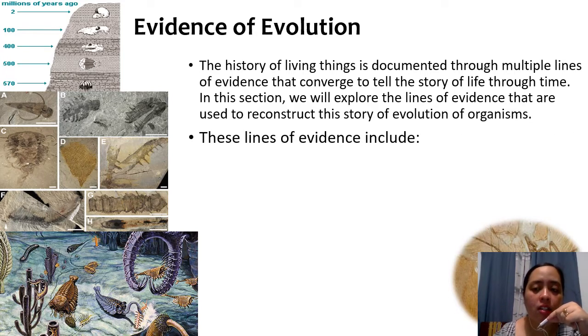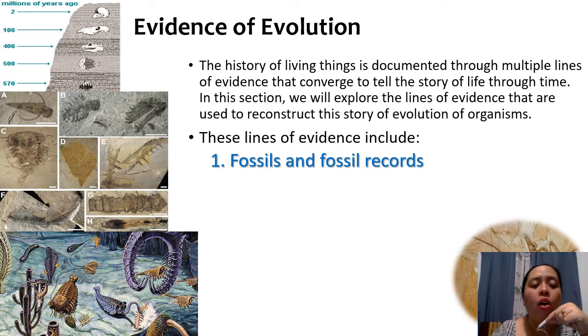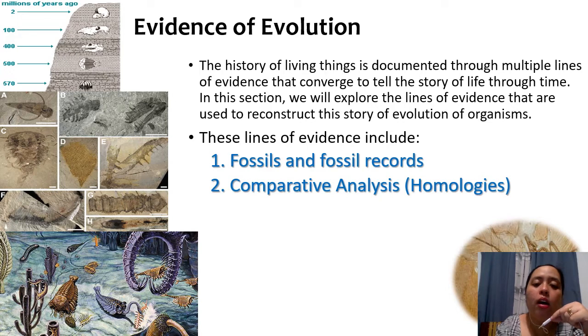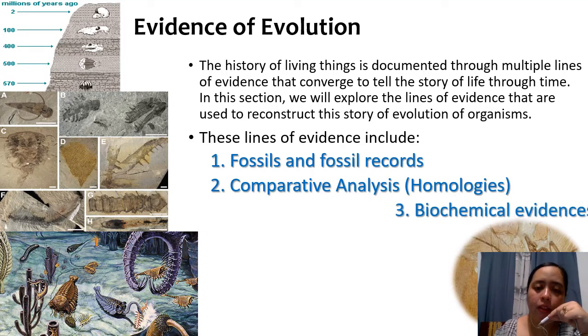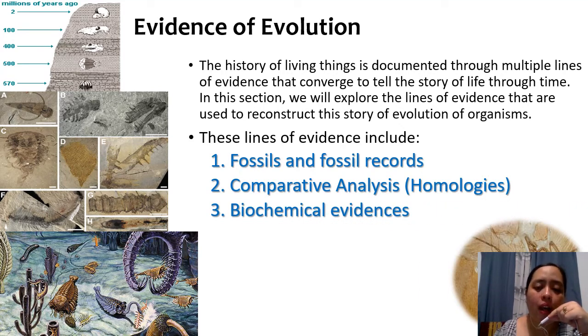These lines of evidence include 1. Fossil and fossil records. As you can see here on the middle picture, these are fossil records, no? 2. Second evidence for evolution is the comparative anatomy analysis of organisms that are seemingly homologous to each other. Hence, we have their homologies as evidence of evolution. 3. We have biochemical evidences. And 4. We have observable events.